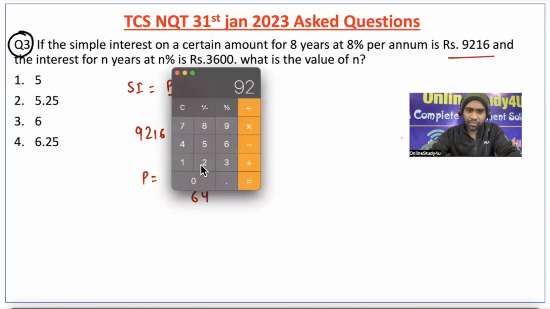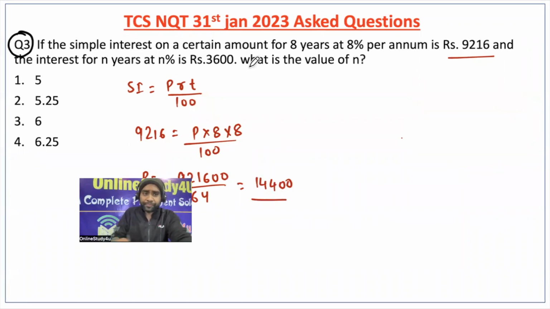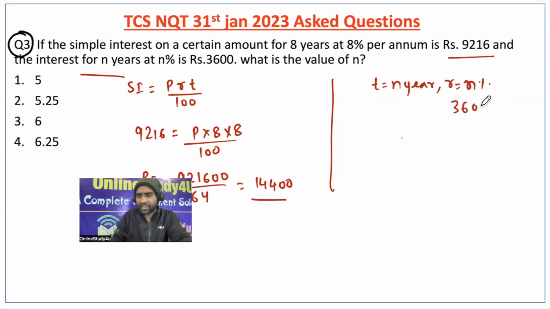So 9216 divided by 64 will be equal to 144. That means 14400 is nothing but my principal, right? Okay, now, and the interest for time equal to n years, okay, and rate equal to n% is nothing but 3600, okay.